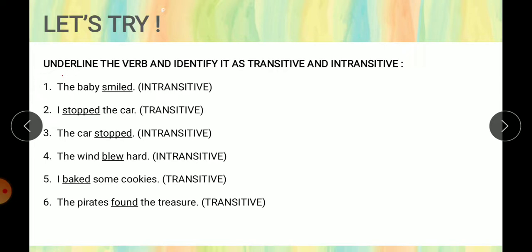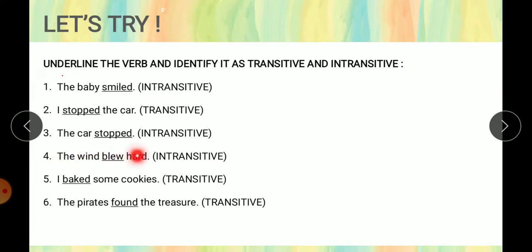Let's try. You have to underline the verb and then identify it as transitive or intransitive. The baby smiled. Smiled is showing an action, so this is a verb. But baby smiled at whom? At what? No answer, so it is intransitive. I stopped the car. Stopped is a verb. Action आ रहा है. I stopped what? The car. Answer आ गया. So that means the car is an object. This is a transitive verb. The car stopped. Now after stopped there is no object. So here in the third sentence, stopped is intransitive.